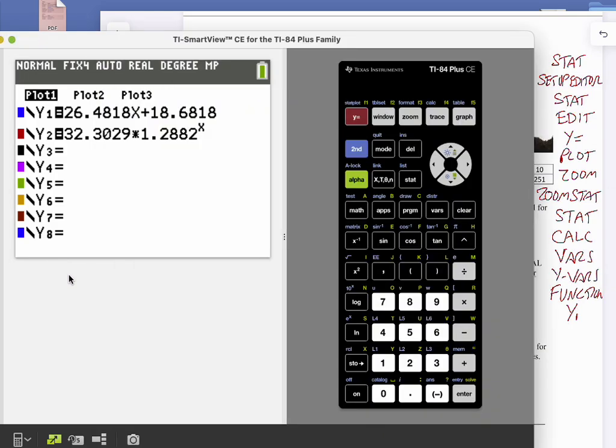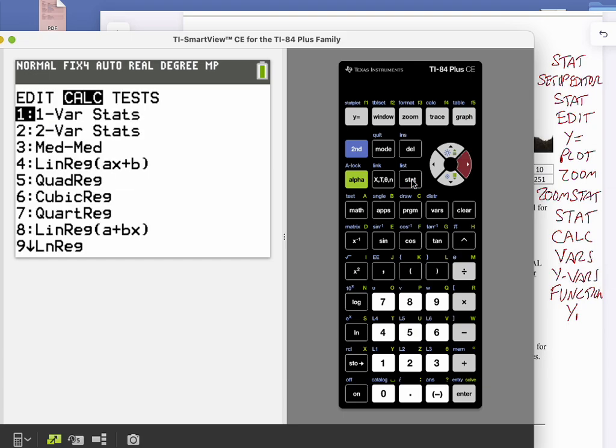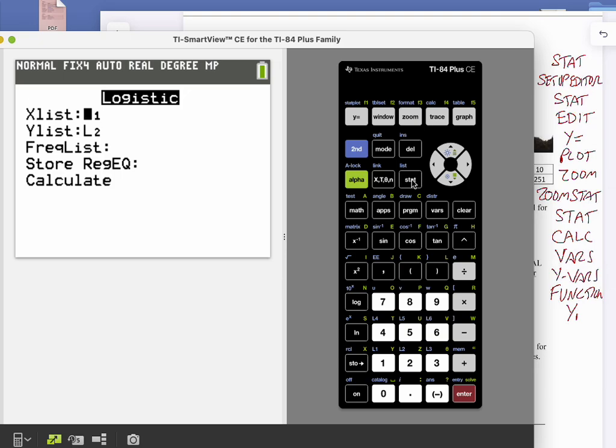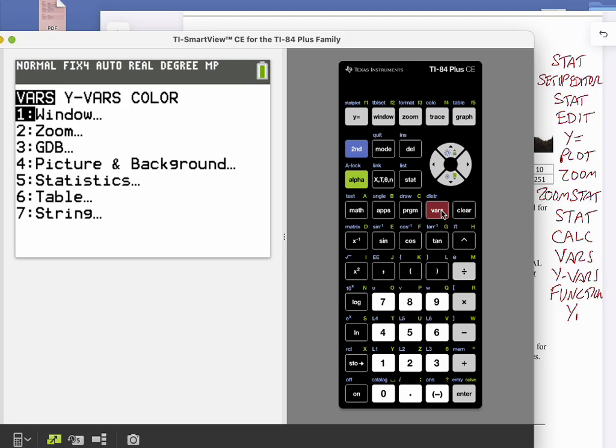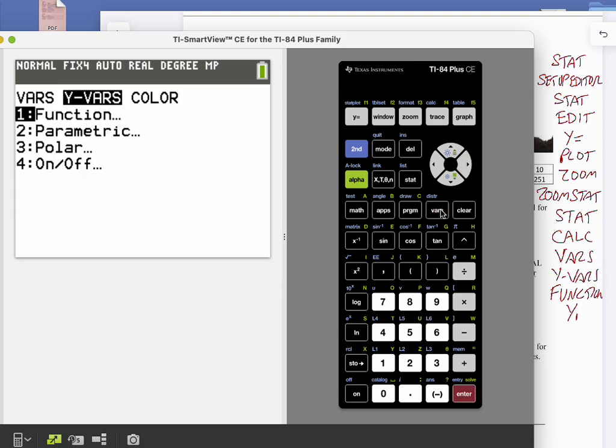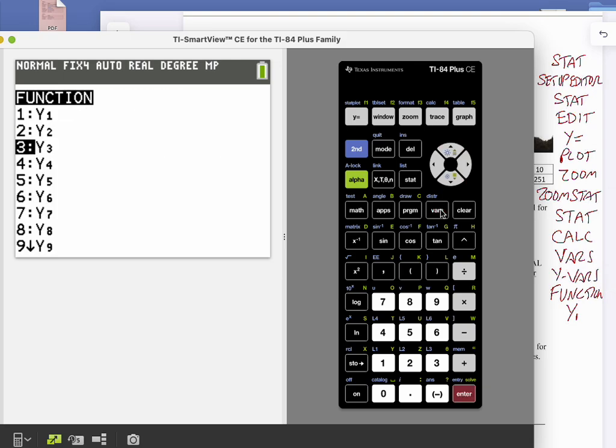So we do it all over again. So this is good practice, okay? So we're doing it 3 times in class. You'll do it more than once on the homework. So I go stat, calculate, and this time I find logistic. And you might say, I don't know what logistic is. Well, don't worry. We'll talk about logistic more than once this chapter. And I will give you a brief explanation what it is in just a second. And we're going to store this in Y3. Vars, y vars, function, y3.